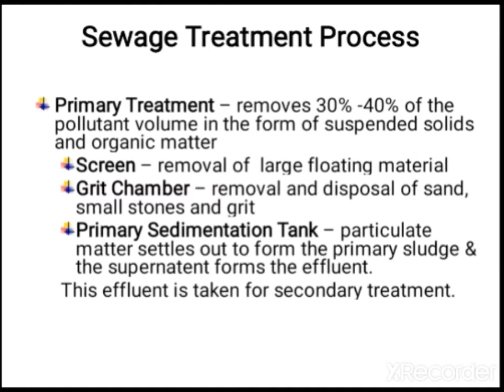Now let us see the primary treatment, the first step of the sewage treatment process. The primary treatment removes 30% to 40% of the pollutant volume in the form of suspended solids and organic matter. It is a physical method. By means of a screen, the large floating material can be removed. By means of a grit chamber, small stones, sand and grit can be removed.